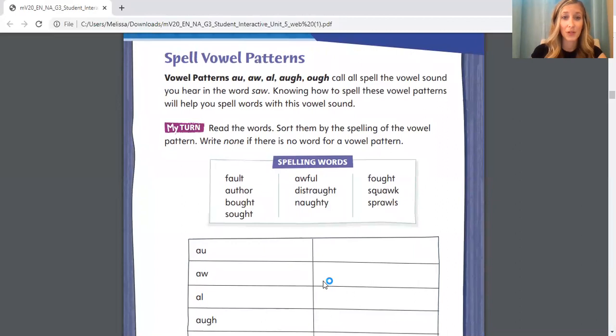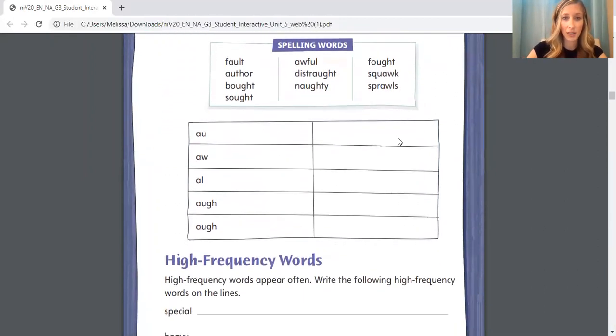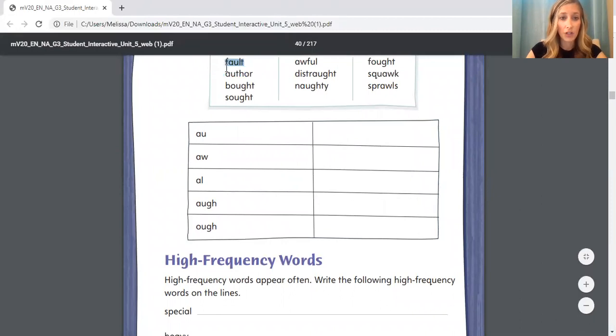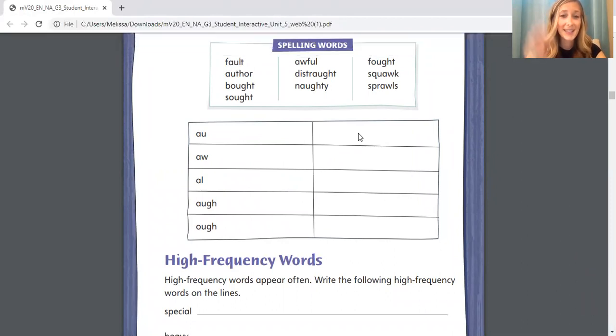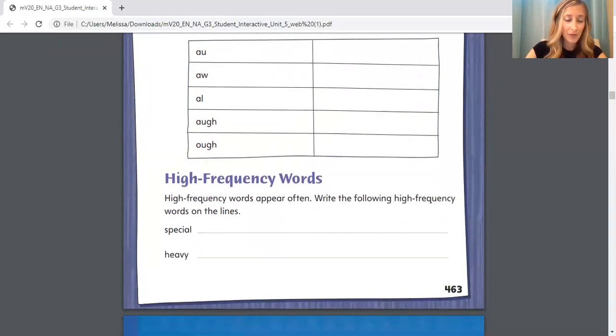Again, it's more practice with those vowel patterns. A-U, A-W, A-L, A-U-G-H, and O-U-G-H, they all make what sound? The ah sound. Sometimes you hear the L in A-L, and sometimes you do not. So your job is to read these words and then go ahead and sort them. So for example, the first word is fault. I see the A-U vowel team in the word fault. I'm going to go ahead and write it here. Make sure you're not writing too large because in these different rows, you do need to leave space to write more than one word. Again, you have practice for your high frequency words, special and heavy. Go ahead and write them there.